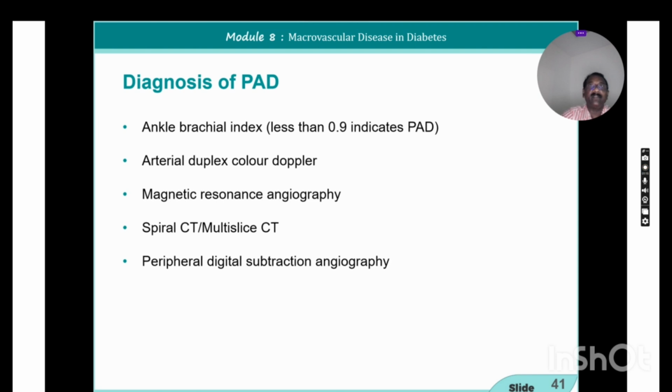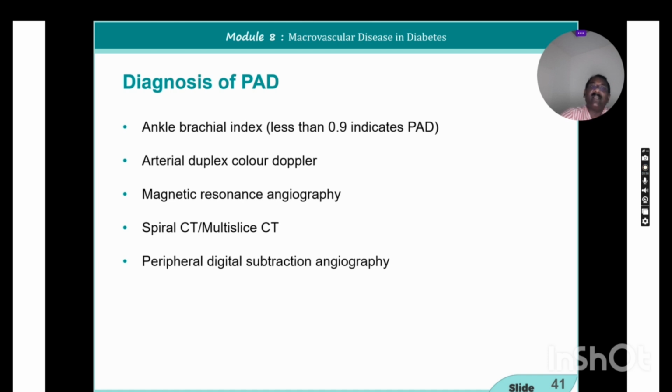Diagnosis: ankle brachial index, the peripheral Doppler. Less than 0.9 indicates peripheral artery disease. Here you can divide the disease into mild, moderate and severe according to the ankle brachial index. Okay, 0.75 to 0.9 is mild, 0.4 to 0.75 is moderate, and less than 0.4 is severe. Less than 0.4 should be subjected to amputation evaluation. So in ankle brachial index, if the value is less than 0.4, you have to immediately subject the patient to further investigations and surgical consultation.